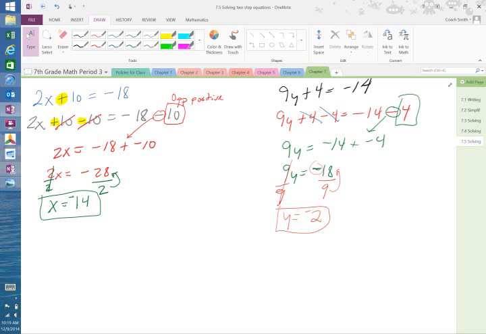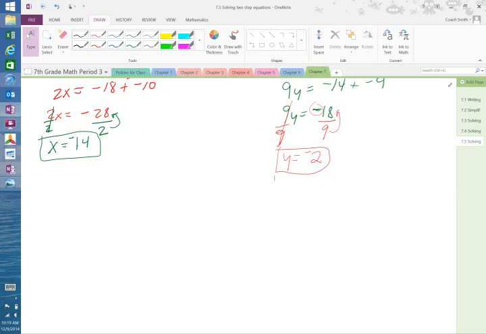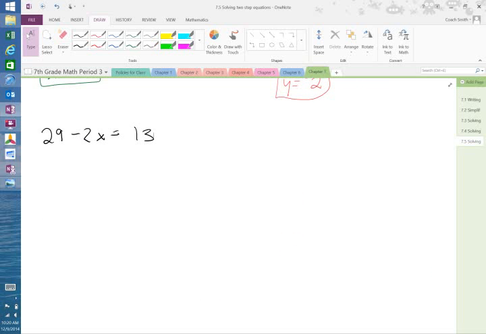Any questions over that? Nothing? Okay. All right. Now, as we look at this problem, 29 minus 2x equal 13. Okay, we want this 2x to be first in the problem. So to do that, I'm going to do this. 29, change that to addition, do the opposite of positive 2x, which is negative 2x.